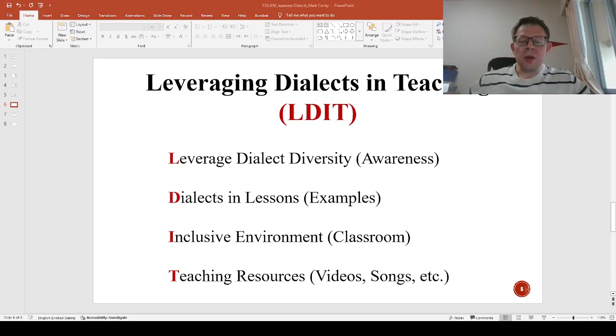Third, I would say creating an inclusive environment as a teacher in the classroom, really promoting the usage of dialects in a safe place where students feel comfortable and free to use dialects freely through code switching, borrowing words, using loan words in presentations, or different types of speaking exercises and writing exercises in the classroom.